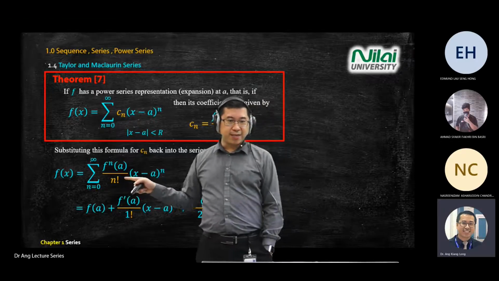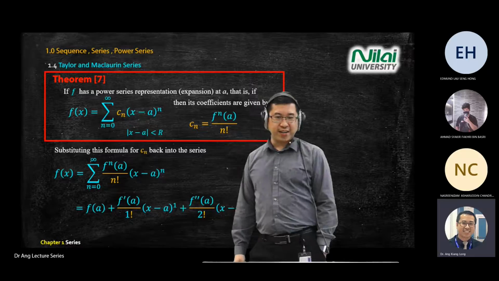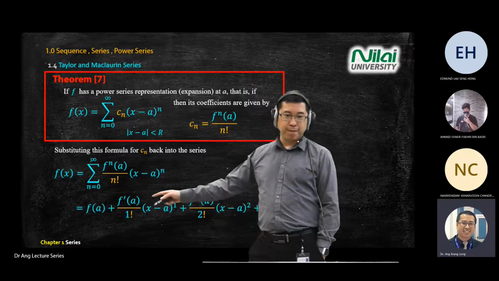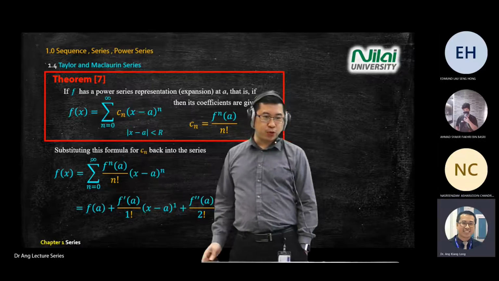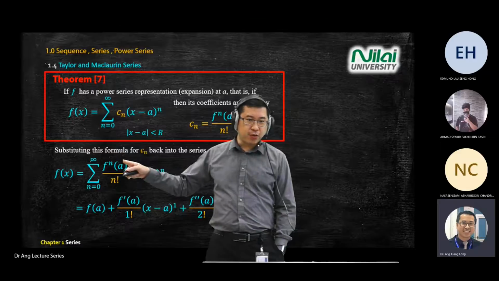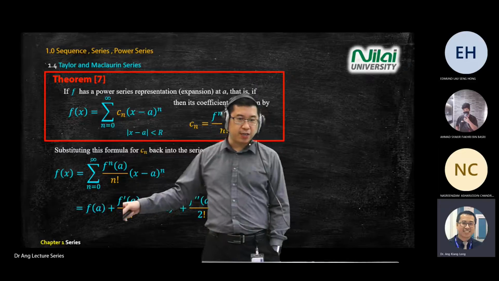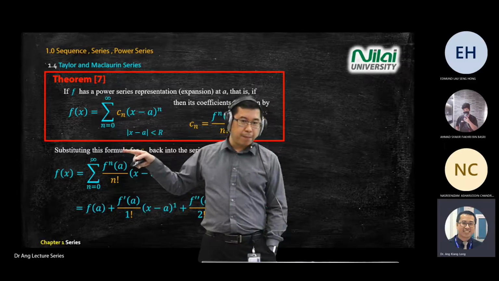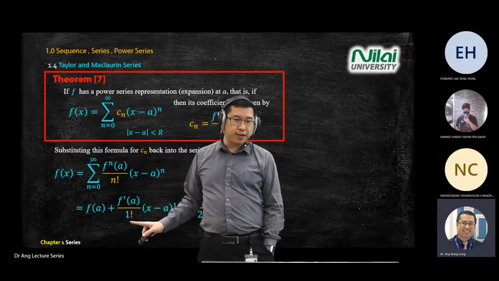Again, Nizam, question for you. n now is 0. 0 factorial equal to what? 0 factorial equal to 1. So f0 of a divided by 1 times 1. You get f power 0, not a power, but the normal function, 1. You get the first term.